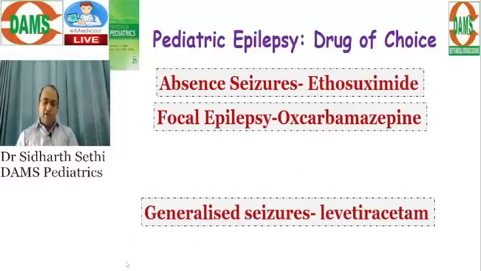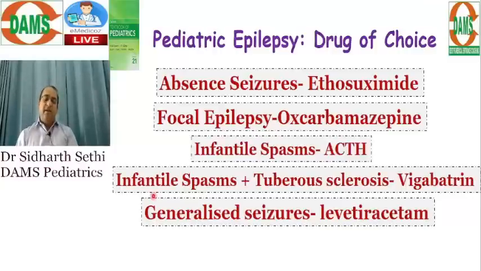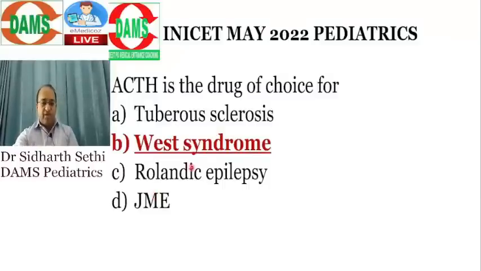Generalized seizures in children, levetiracetam. Infantile spasms, remember ACTH, but if you have infantile spasms with tuberous sclerosis, we give vigabatrin. And for juvenile myoclonic epilepsy, the current issue of Nelson's textbook says levetiracetam. So the answer to this question, of West syndrome or infantile spasms, is ACTH.